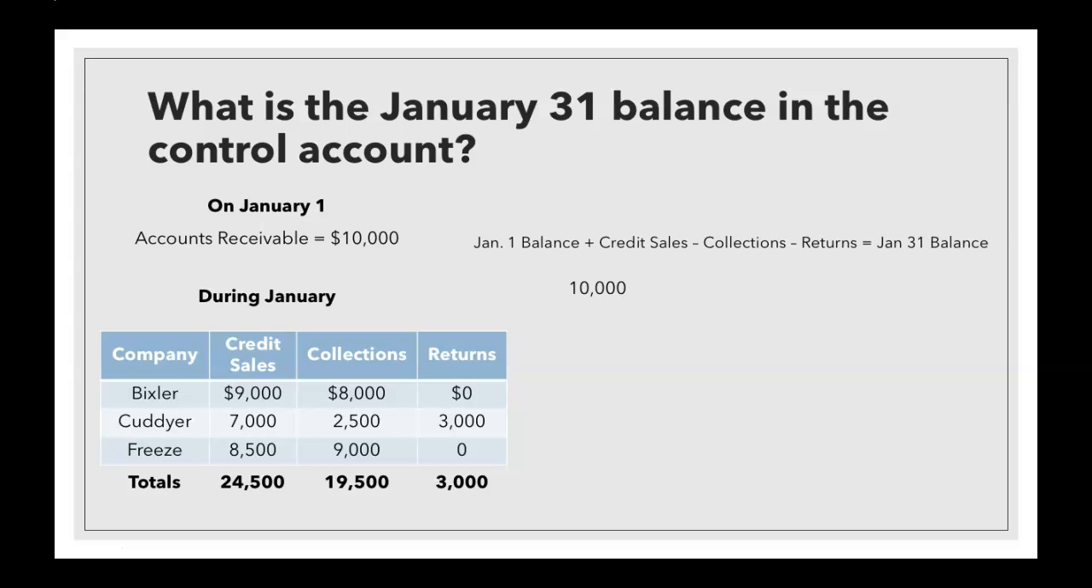So we work through all of that, and we'll be able to find the January 31st balance. January 1st, we started off with 10,000. We add in our credit sales that we found to be 24,500. Subtract out our collections, and subtract out our returns, and that will give us our January 31st balance. That comes out to be $12,000. So at the end of the month, after all of these transactions, accounts receivable has a balance of $12,000.